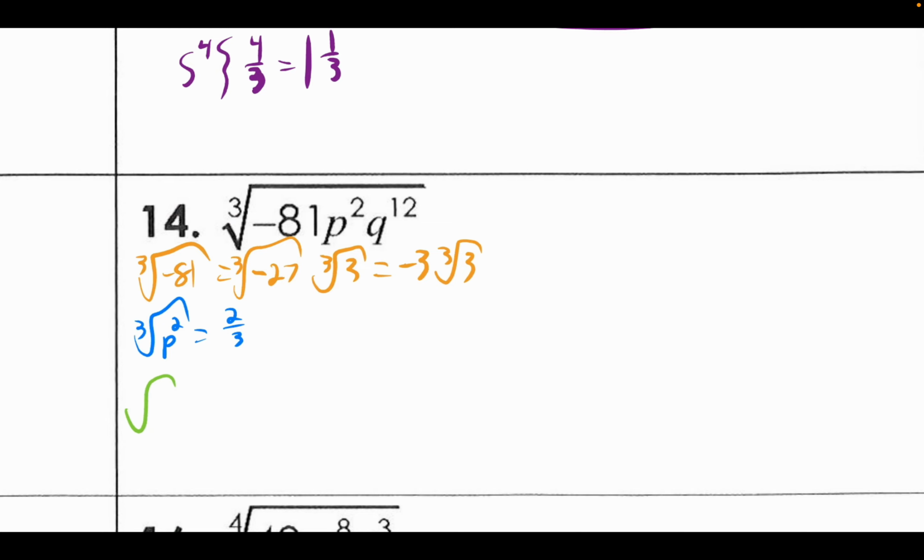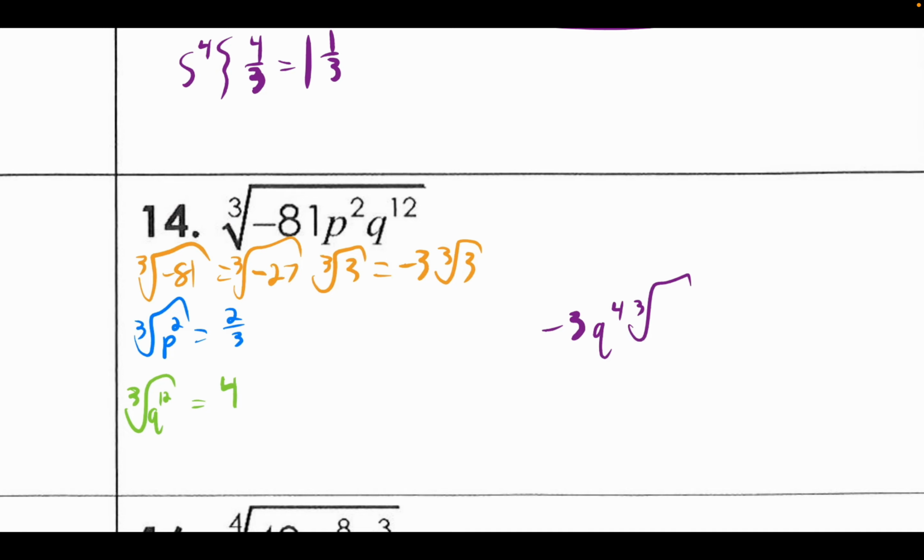The cube root of q to the 12th, we divide 12 by 3, and we get 4 with none remaining. So now we say, okay, negative 3 is outside the radical. No p's are outside the radical because 3 doesn't go into 2. But 4, q to the 4th, is outside the radical. And we have our cube root.